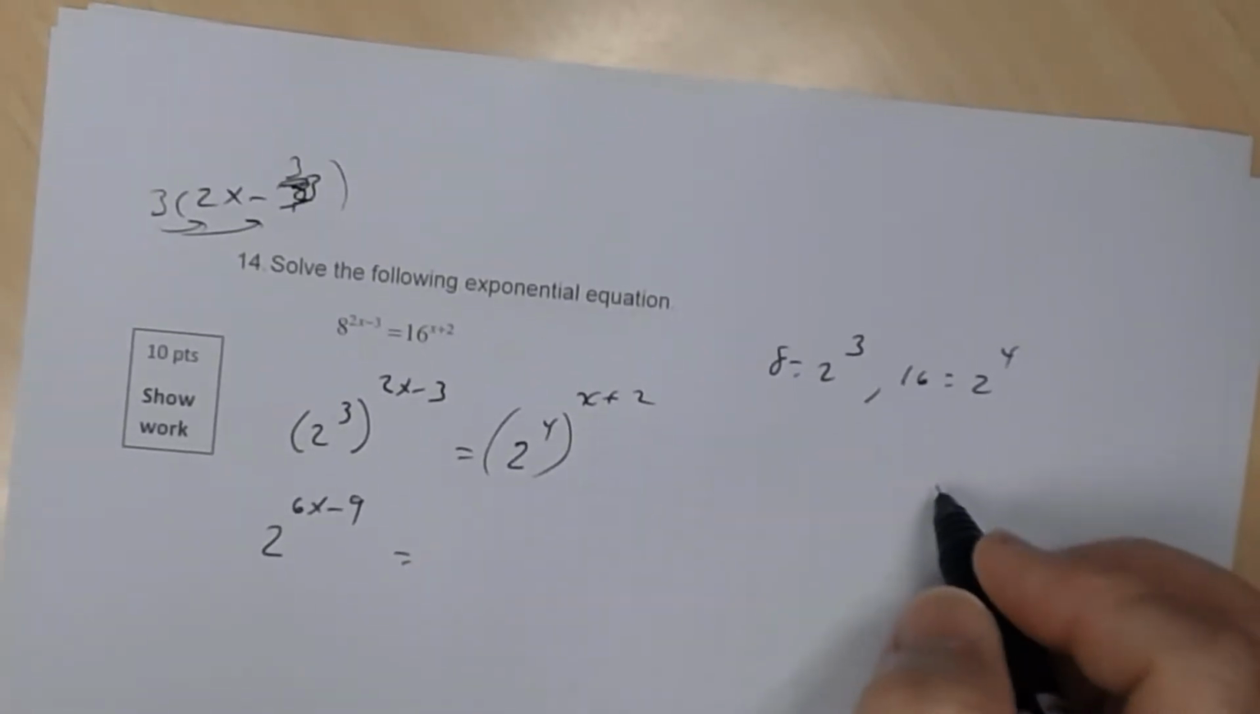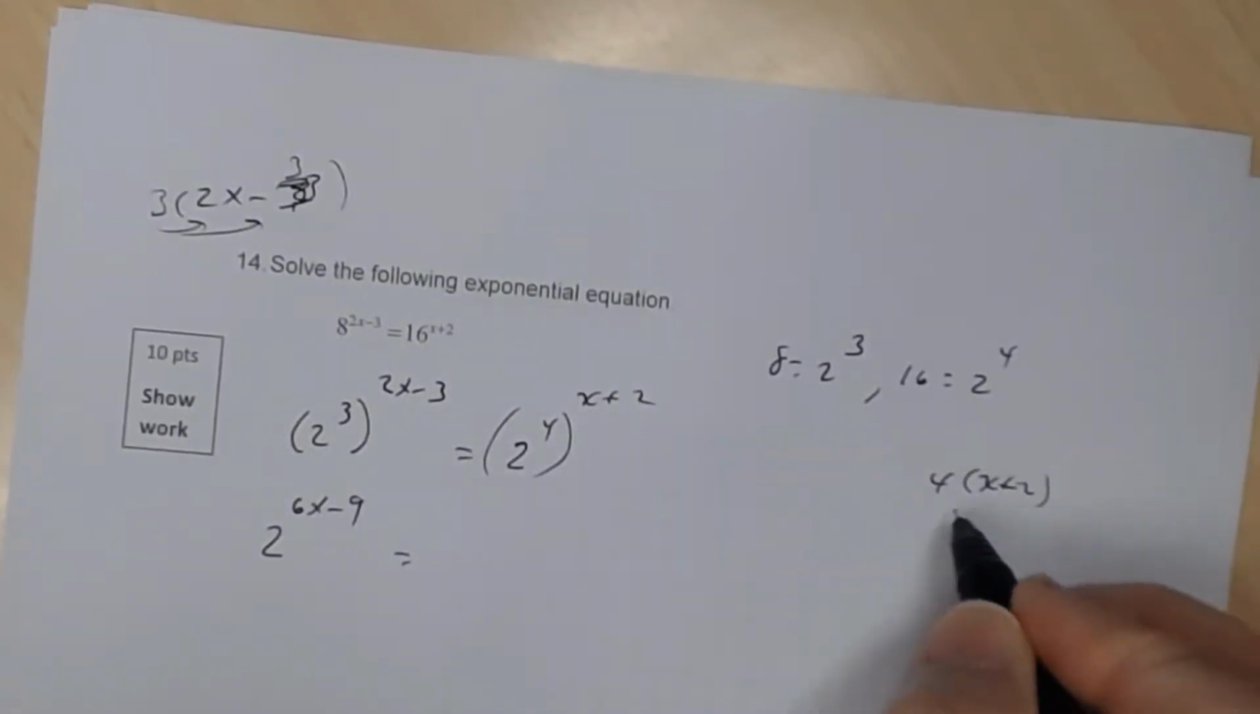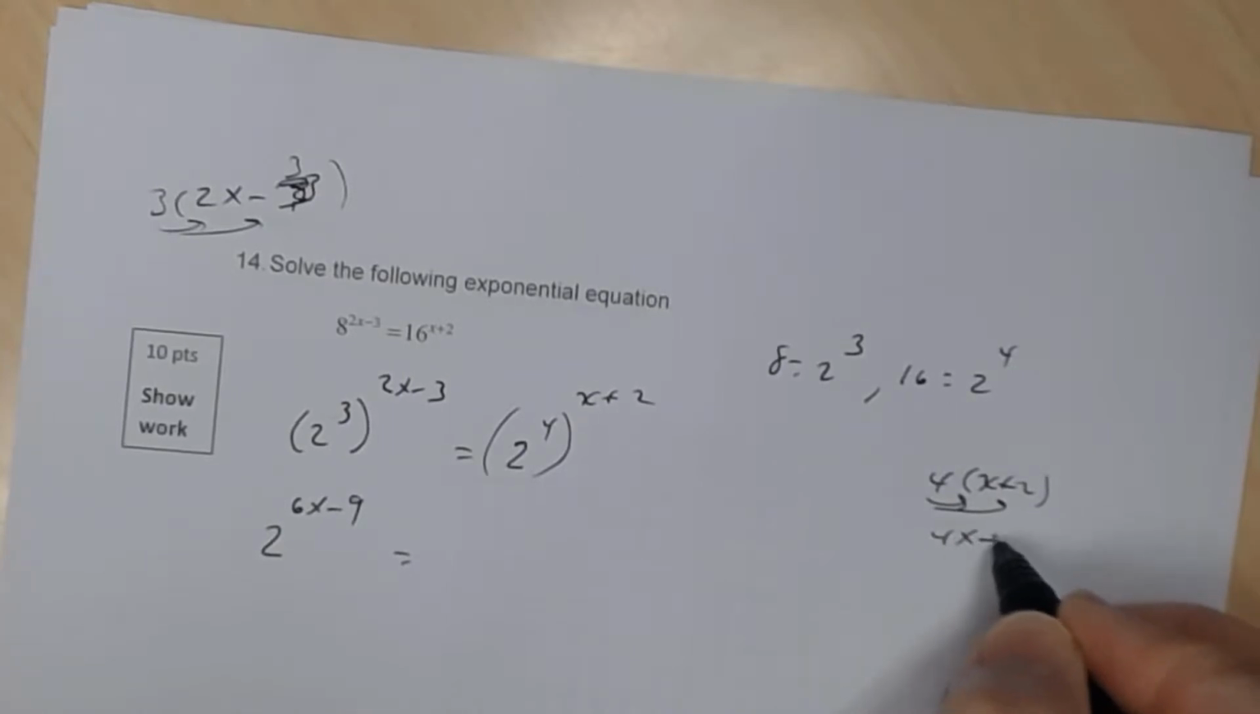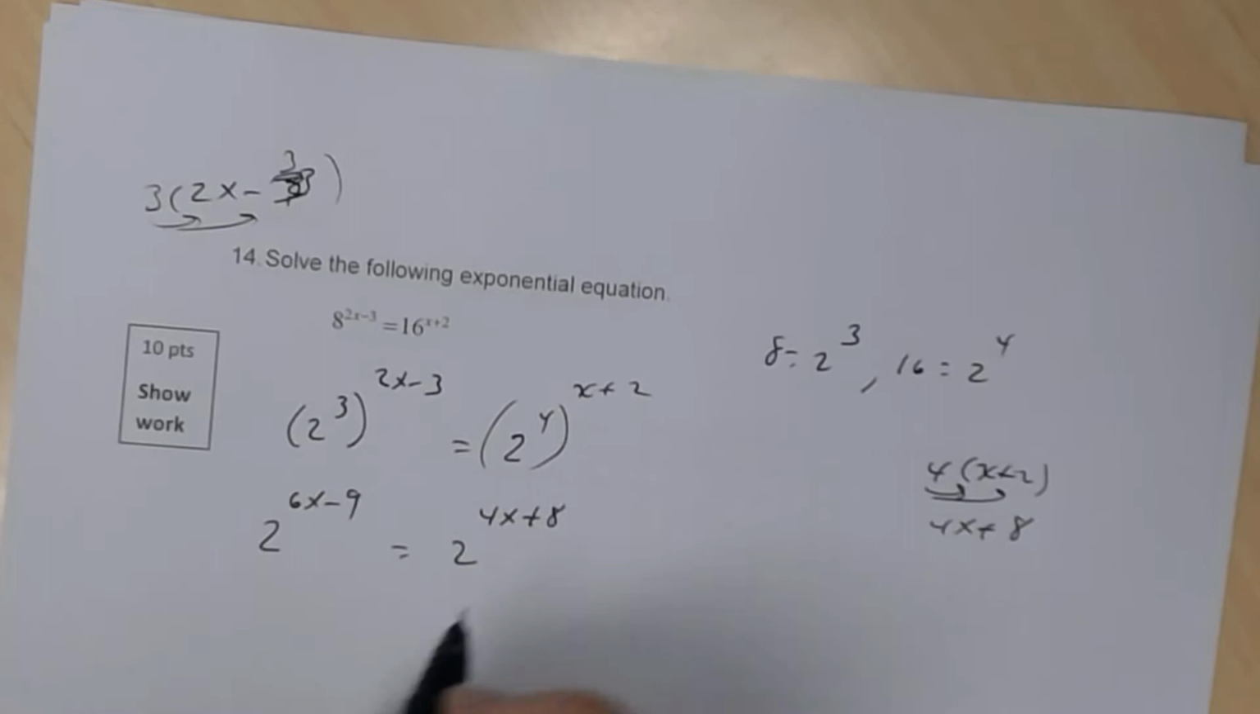Over here, when your power is to a power, you multiply them. So it'll be 4 times x plus 2. And then when you distribute, that's 4x plus 8. So that'll be 2 to the 4x plus 8 power.